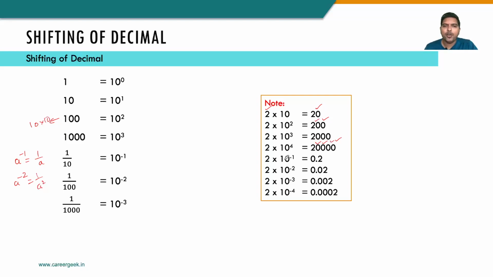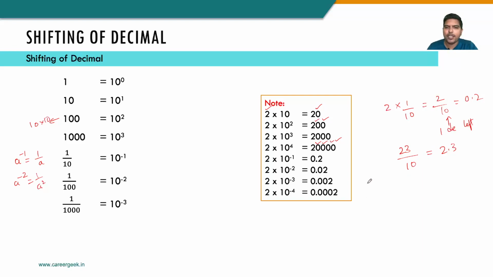Now, if you multiply 2 by 10 power negative 1, what are we essentially doing? 10 power negative 1 is 1 upon 10, right? So 2 upon 10 is 0.2. We'll need to introduce one decimal to the left. If you are dividing by 10, 10 power 1, you will introduce one decimal place to the left of the integer. What does that mean? Let's say you are dividing 23 by 10. You'll introduce one decimal, 2.3.